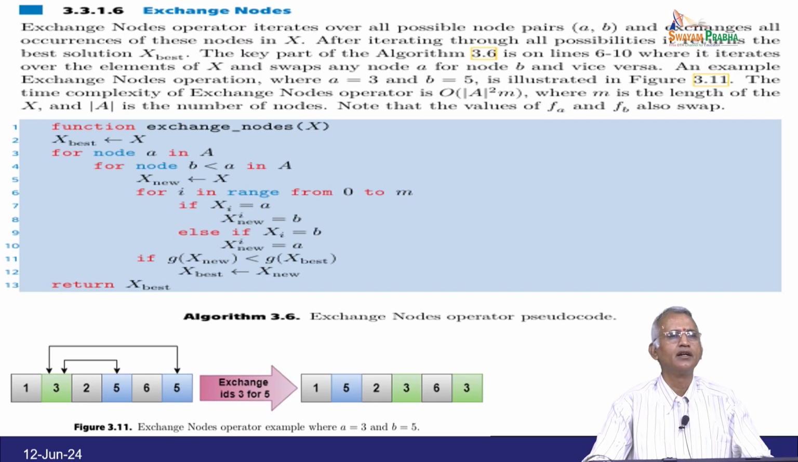The time complexity of the exchange node operator is order of cardinality of A squared times m, where m is the length of x and the modulus of A is the number of nodes. Note that the values of f suffix a and f suffix b also swap. This is the corresponding pseudocode, and Figure 3.11 shows the exchange node operator.